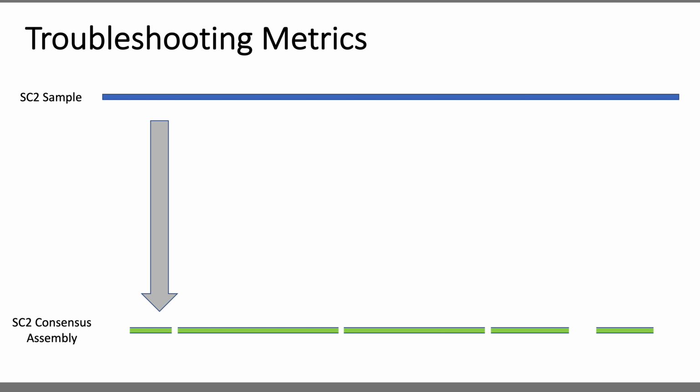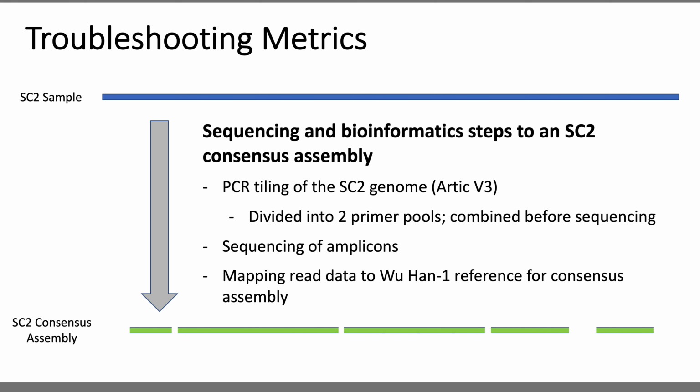So in a huge broad stroke, here are the 3 basic steps to go from SARS-CoV-2 sample to a SARS-CoV-2 consensus assembly. The first step is the PCR tiling process with the Arctic v3 protocol. And in this protocol, 2 PCR reactions are performed in 2 separate pools and then combined before sequencing. And the next step is the actual sequencing of these amplicons. And then the third step is the consensus assembly process, mapping these amplicon read data to the Wuhan 1 reference to create the consensus assembly. And for each of these steps, the Titan workflows for genomic characterization generate QC outputs that give insight on how well each of these processes went.